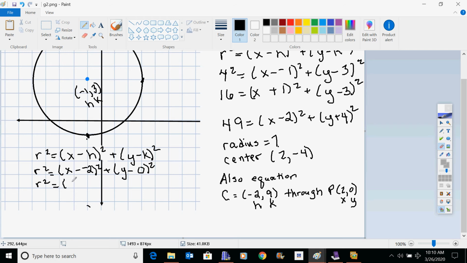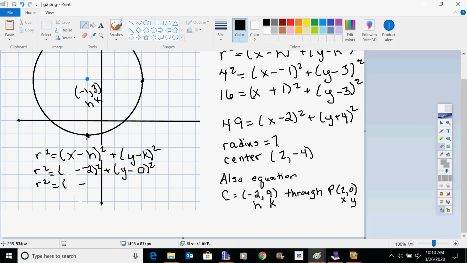So this would be x. Hold on a second. Oh, our x got replaced. Our x should be replaced with a 2. This should be a 2 right here. You see why it should be a 2? Because I forgot to put it in here. Sorry, technical difficulties were getting me.